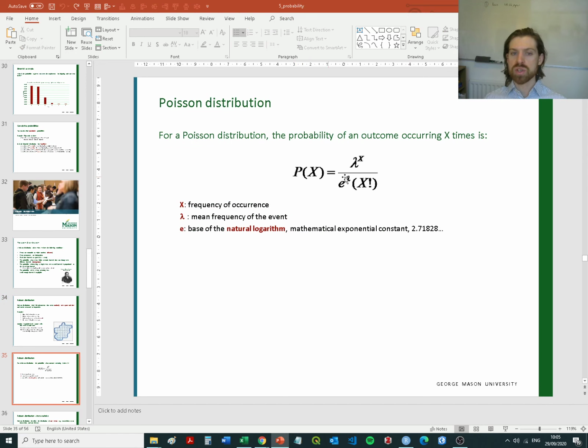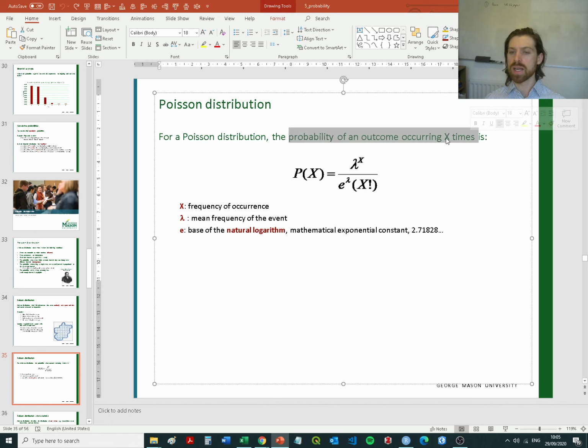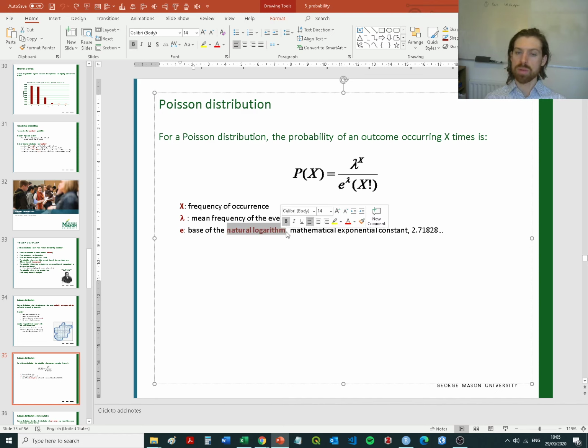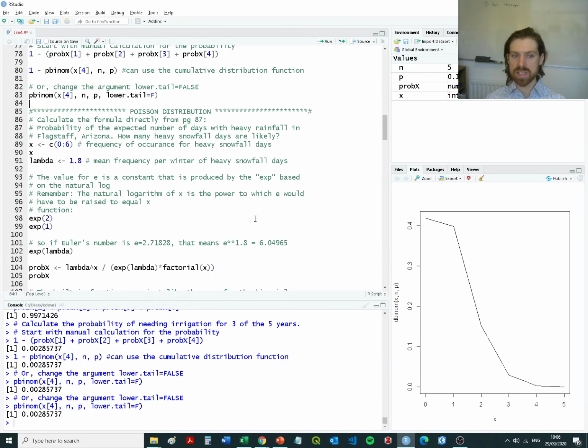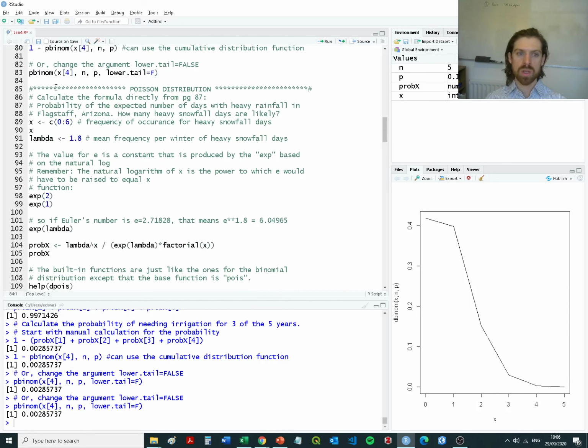Okay, and this is the equation that we were using in order to calculate the probability of an outcome occurring a certain number of times. So the probability of x is equal to lambda to the power of x, divided by the natural logarithm, so it's the exponential of lambda. I'll explain what this means in greater detail shortly, multiplied by the factorial of x. Okay, so that sounds complicated, but let's work it out here.